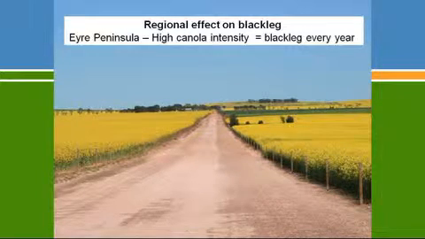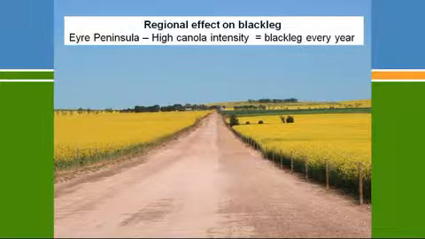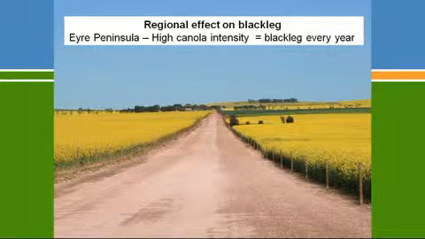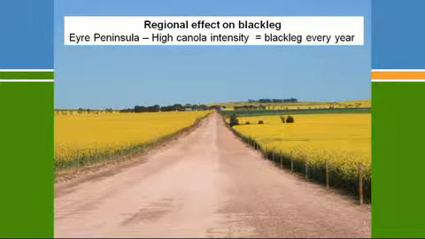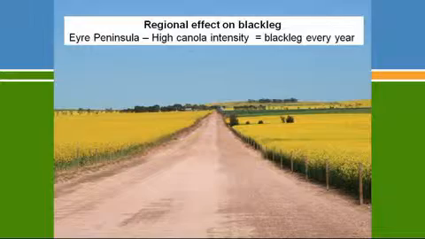So when we're looking at blackleg, and you're looking at clients, etc., really keep that in mind. It's these areas where we have high intensity and high rainfall, which is really driving the disease, and it's these areas where we're seeing the resistance overcome. So most other regions where we don't have this type of canola intensity, blackleg is nowhere near as bad.